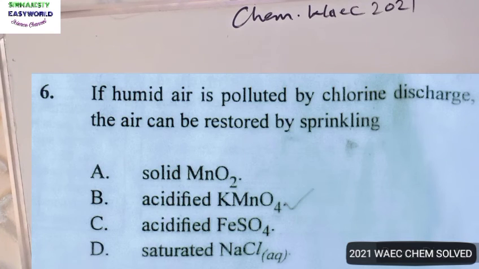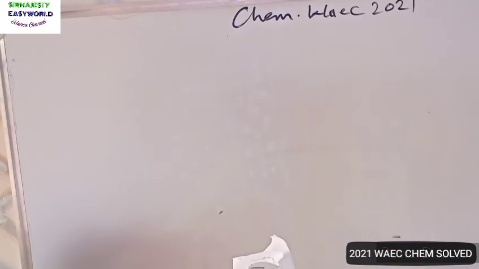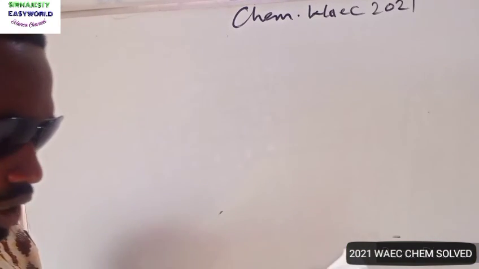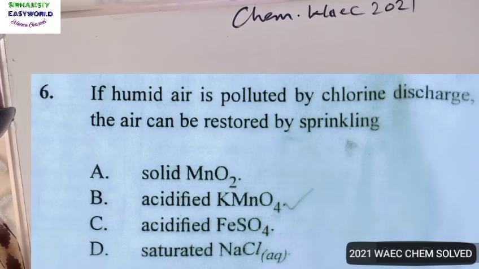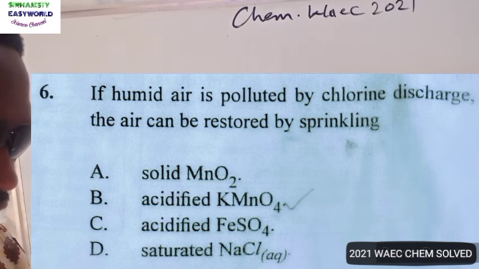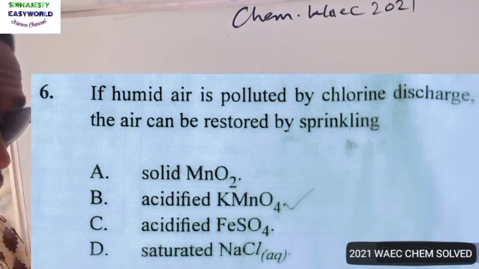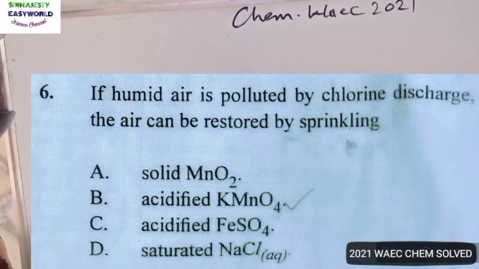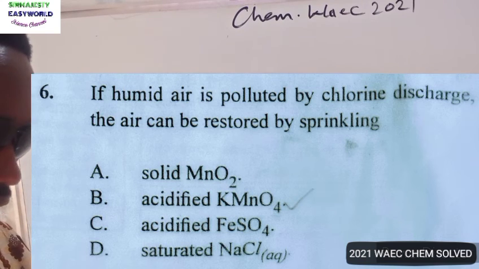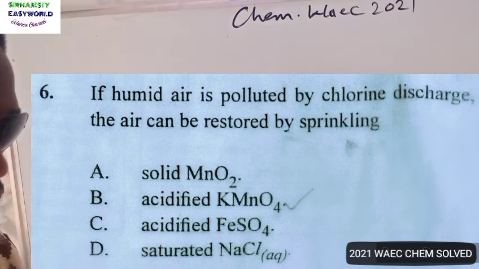The number 6 says if humid air is polluted by chlorine discharge, the air can be restored by sprinkling. You see there on the screen. This is just based on the fact that we will use our discretion. Chlorine is a powerful oxidizing agent, and option A says solid manganese 2. You can't even sprinkle that because it's solid. Manganese 2 is oxidizing, so oxidizing versus oxidizing will not neutralize. Acidified KMnO4 still oxidizing. Acidified iron 2 sulfate is a reducing agent. Then saturated sodium chloride is neutral.